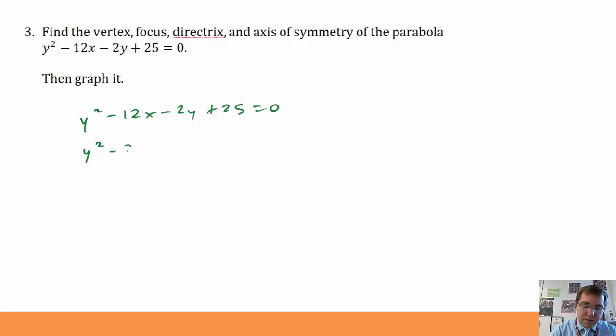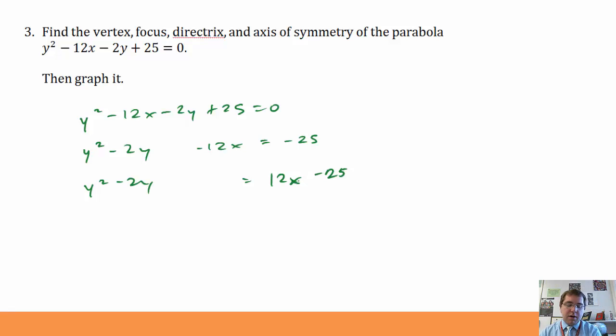So I'm going to group the y terms together. I'll move that negative 2y next to the y squared. I'll then make my 12x, negative 12x over here, and I'll move the 25 to the other side as a negative 25. And in fact, let's move the 12x over there too. Why not? Okay, now let's complete the square with y. How do I know to do it with y? Because y is squared already.